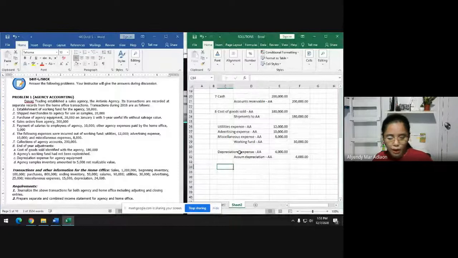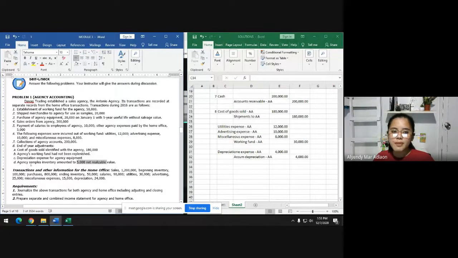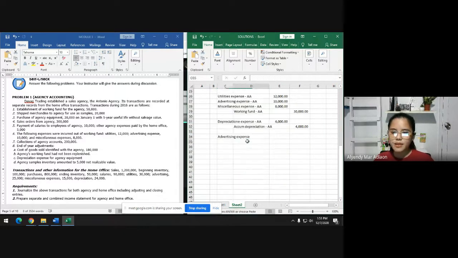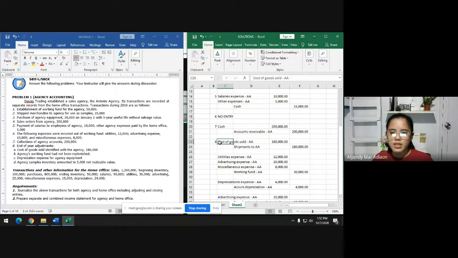Now, how are we going to account for it? Since the purpose of these samples is for display, that means it is only for advertisement. So what we are going to record is a debit to advertising expense. Okay? And what is the credit? That is credit to samples inventory. So debit advertising expense, credit samples inventory. Do not forget to put Antonio Agency. Since it was 20,000 before and now only 5,000, there is an advertising expense of 15,000 pesos. Okay, so take note of this. So that is for the adjusting entries.